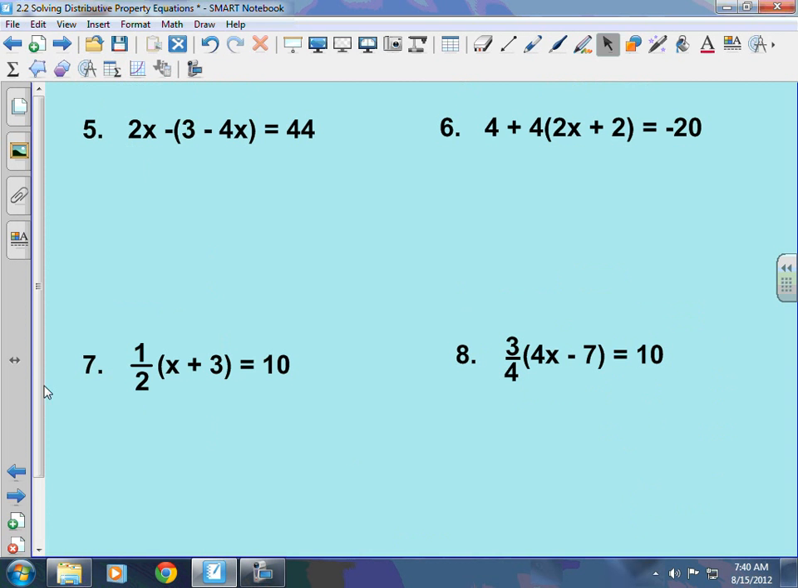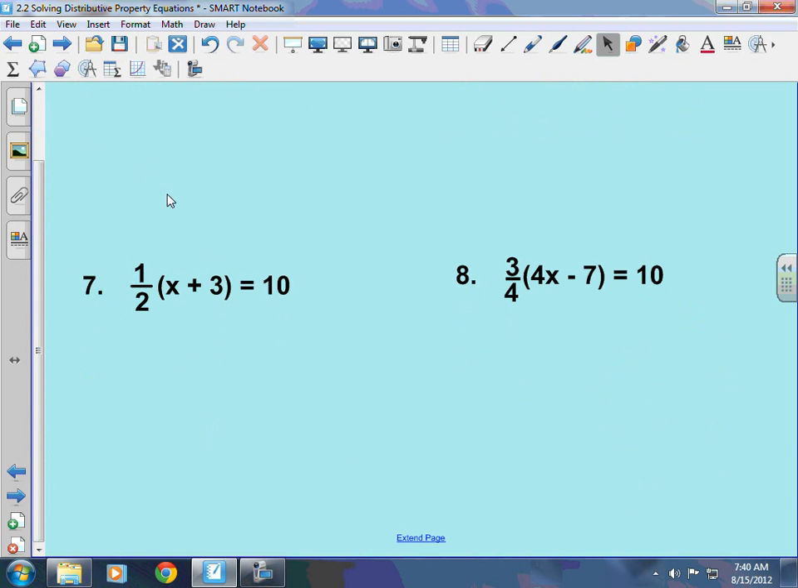Okay, now let's go down to number 7. Number 7 has a fraction as my distributor. There's no sign between my fraction and everything inside, so I can distribute my 1/2, but I don't know about you, I would rather not work with fractions. So I'm going to get rid of this fraction. How do I get rid of a fraction? I'm going to multiply both sides by the bottom number of my fraction. So the 2 cancels, leaving me 1 times x plus 3 equals 20.